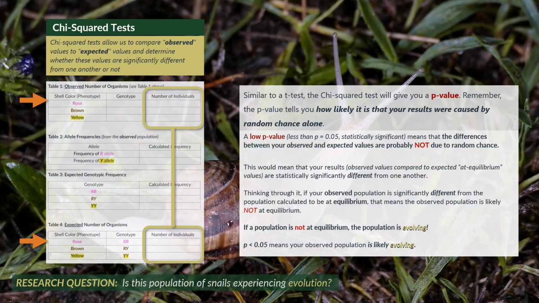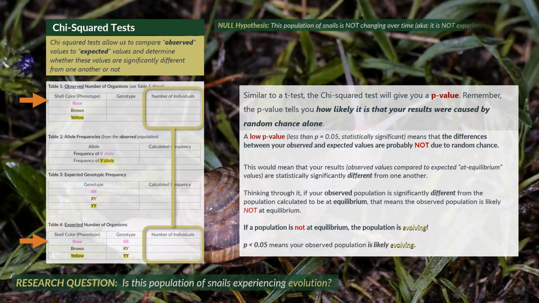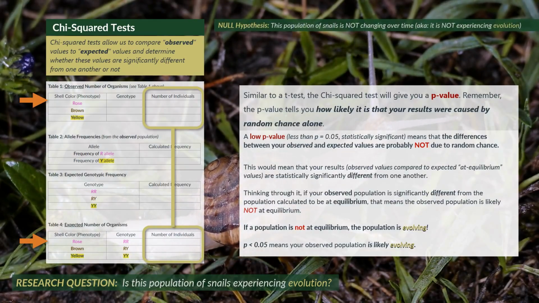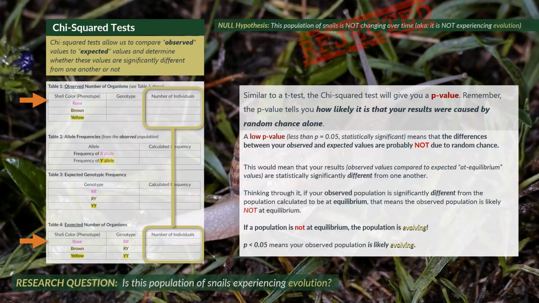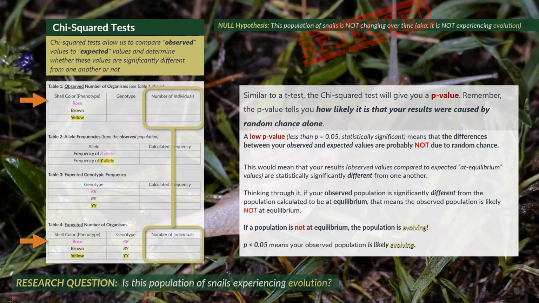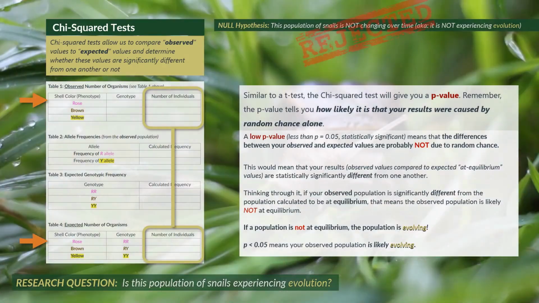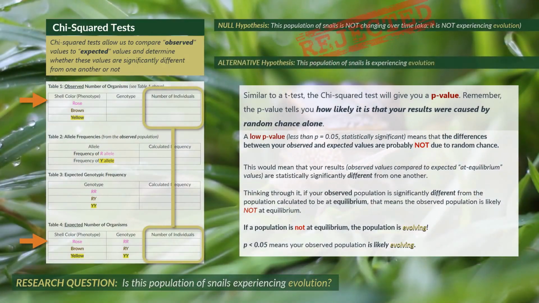Framing this within our hypotheses, a p-value of less than 0.05 would allow you to reject the null hypothesis, which would be that the population is not changing over time. The population is not evolving. Rejecting the null hypothesis means that the alternative hypothesis, that the population is evolving, is supported.